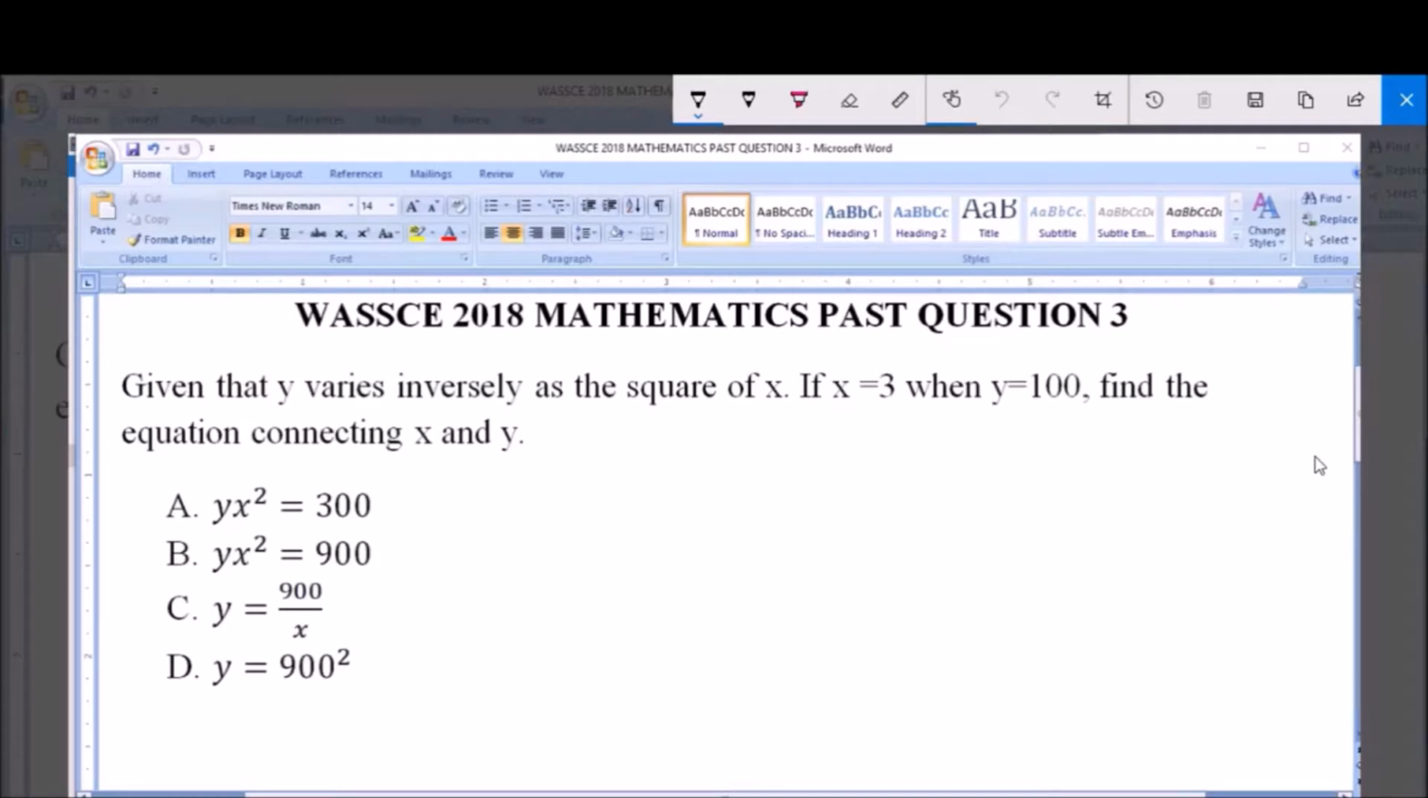Given that y varies inversely as the square of x, if x is equal to 3 when y is equal to 100, find the equation connecting x and y. A, yx squared is equal to 300, B, yx squared is equal to 900, C, y is equal to 900 over x, and D, y is equal to 900 squared.